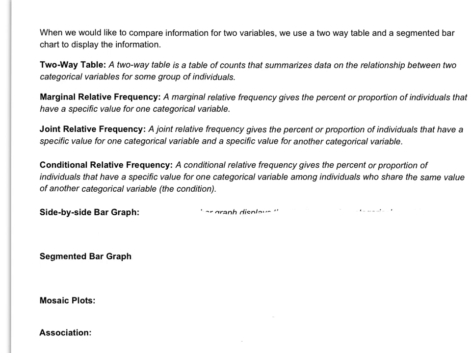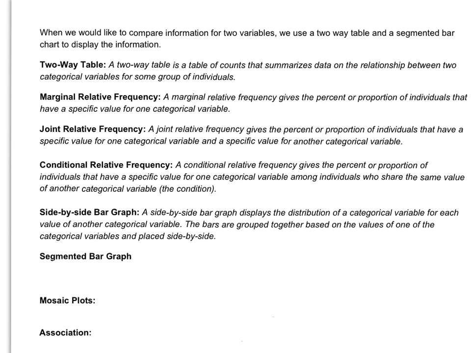The next few definitions are related to different displays that we could create using info from a two-way table. The first is what we call a side-by-side bar graph. A side-by-side bar graph basically puts two bars next to each other for each value of a categorical variable.